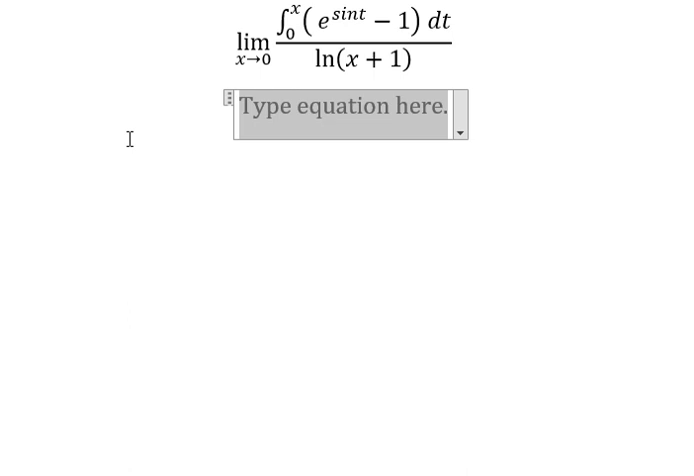So today I want to talk about calculus, the topic that is about limits. Now I want to show you how to answer.